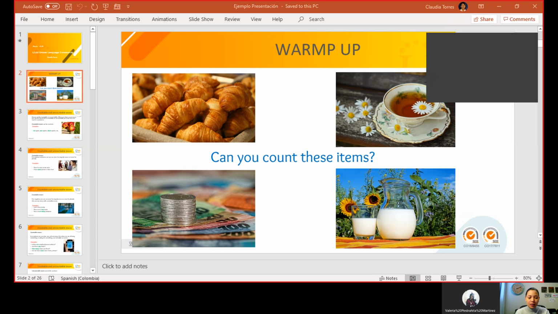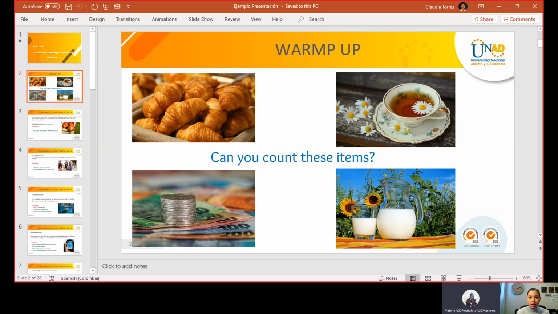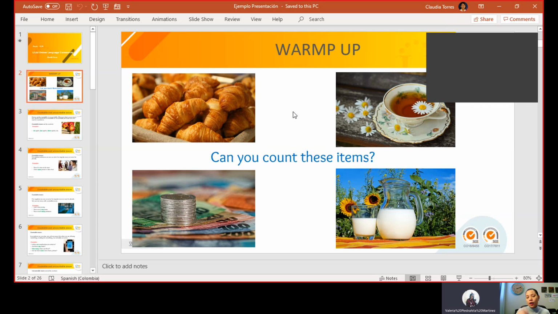Or for example, let's say a loaf of bread, or a slice of bread, right? So those are quantifiers. They help you count uncountable nouns. Otherwise you just have to say, I can see bread, right? Okay, now let's look at the next picture.